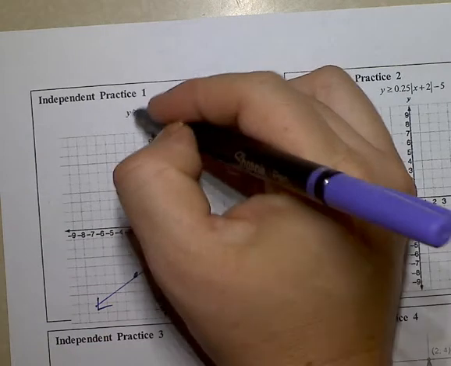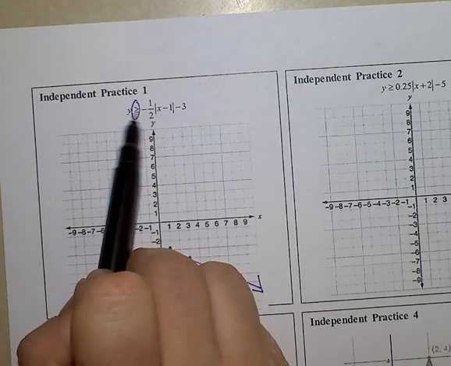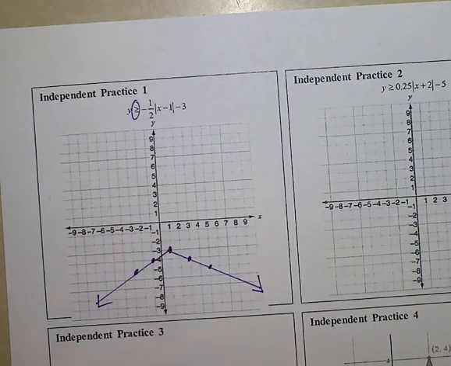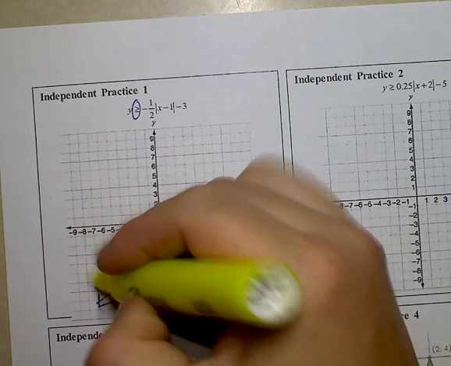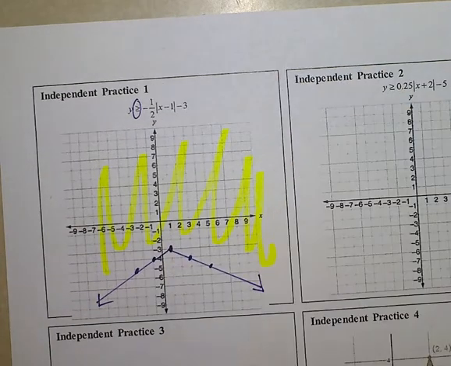Now look at the inequality symbol. From left to right, this is greater than. What is greater than? Above it or below it? And it is above it.